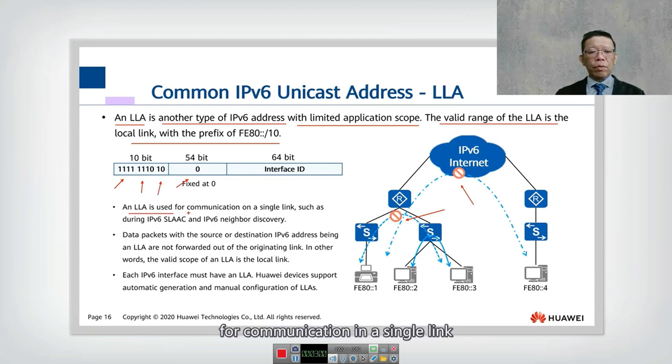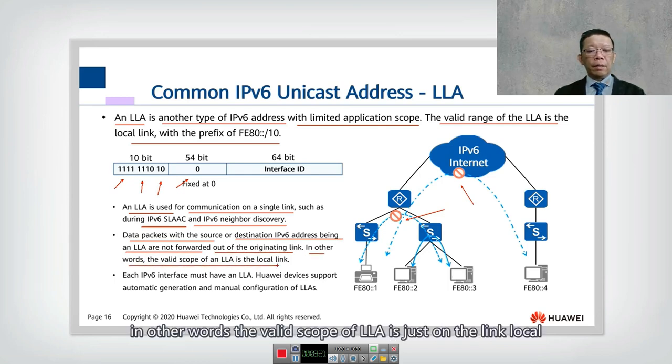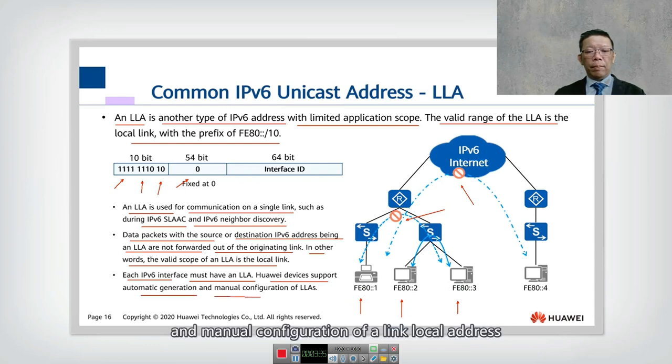The link local is used for communication on a single link, such as during IPv6 SLAAC and IPv6 neighbor discovery. SLAAC is your stateless address autoconfiguration. Data packets with the source or destination IPv6 address being an LLA are not forwarded out of the original link. In other words, the valid scope of LLA is just the link local. You can see that FE80 is only within themselves. So each IPv6 interface must have an LLA. Huawei devices support automatic generation and manual configuration of a link local address.